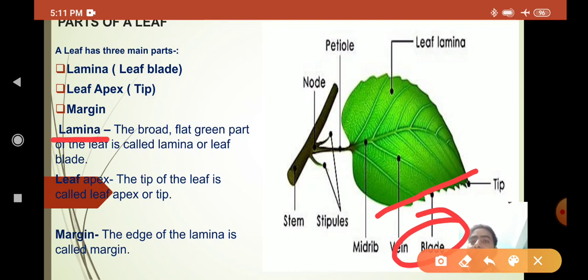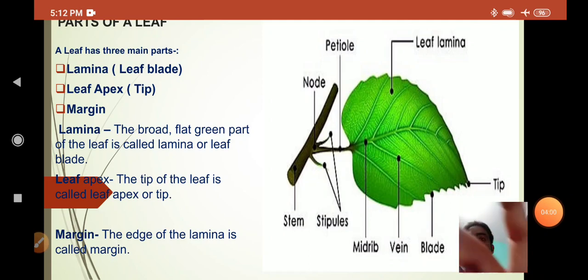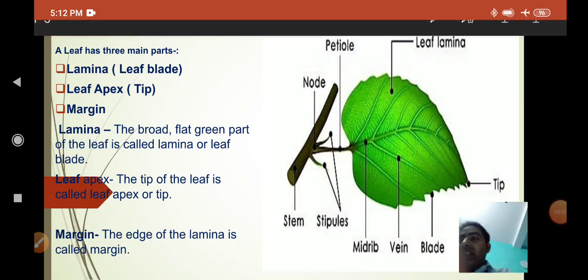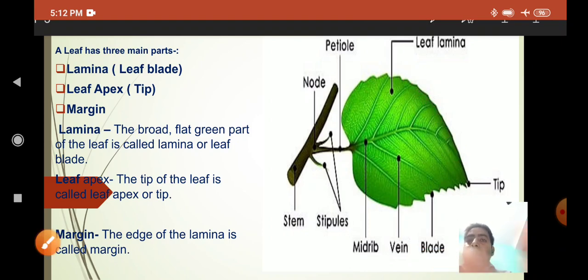Now the leaf apex, that is also called the tip. The tip of the leaf is called the leaf apex. Now the margin. The edge of the lamina is called the margin. Here is your margin, you can see here on the side. So the edge of the lamina is called the margin.